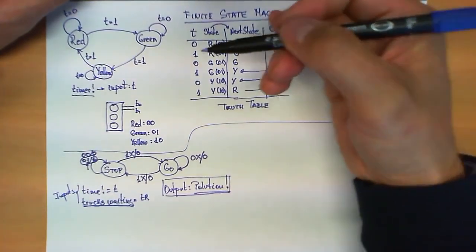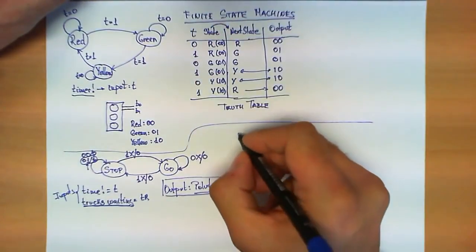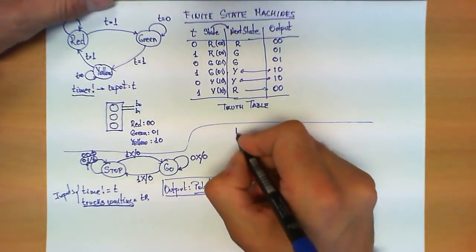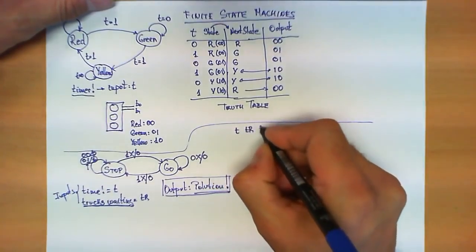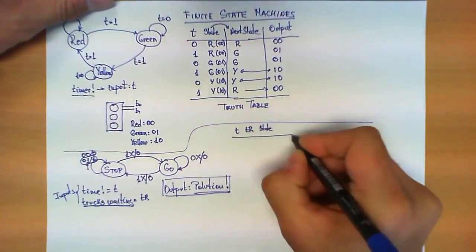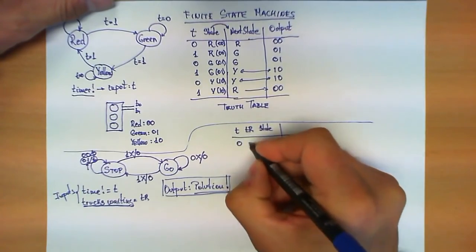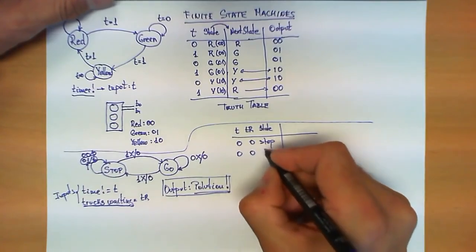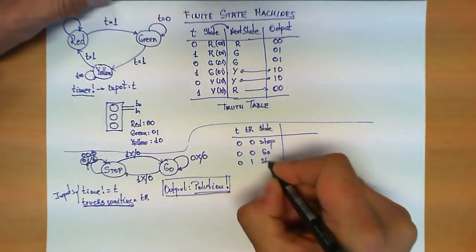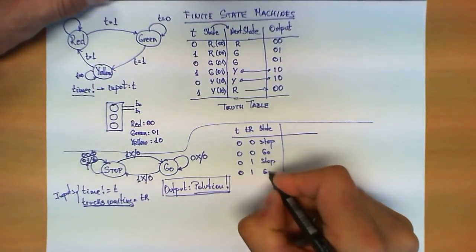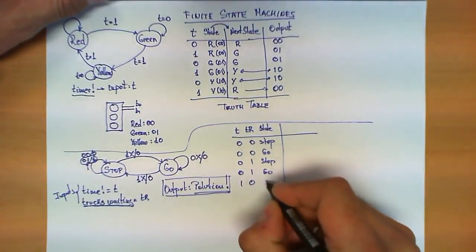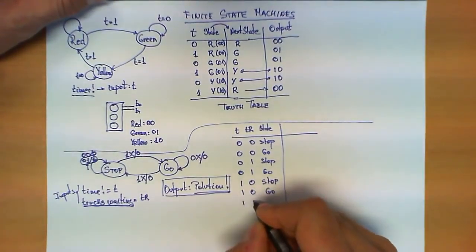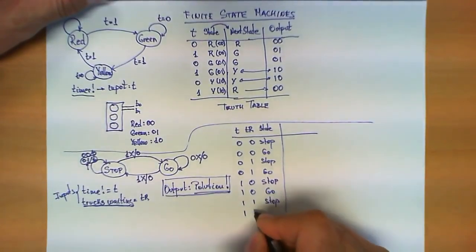Now, analogously to how we did it here, we can write a truth table in which we write all possible 8 cases, which is: what is the value of t, what is the value of trucks, and what is the value of the state. And then we write the 8 cases: 0, 0 stop, 0, 0 go, 0, 1 stop, 0, 1 go, 1, 0 stop, 1, 0 go, 1, 1 stop, and 1, 1 go.